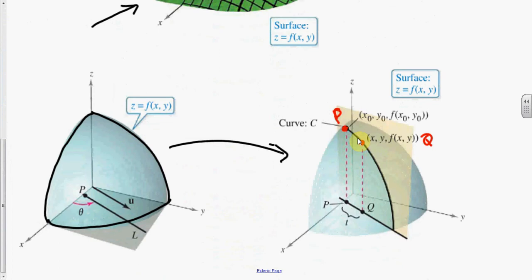Now, P is fixed, and you always know in mathematics a fixed point when we talk about x naught, y naught, z naught. Right? That subscript, the naught, denotes that this point is fixed.